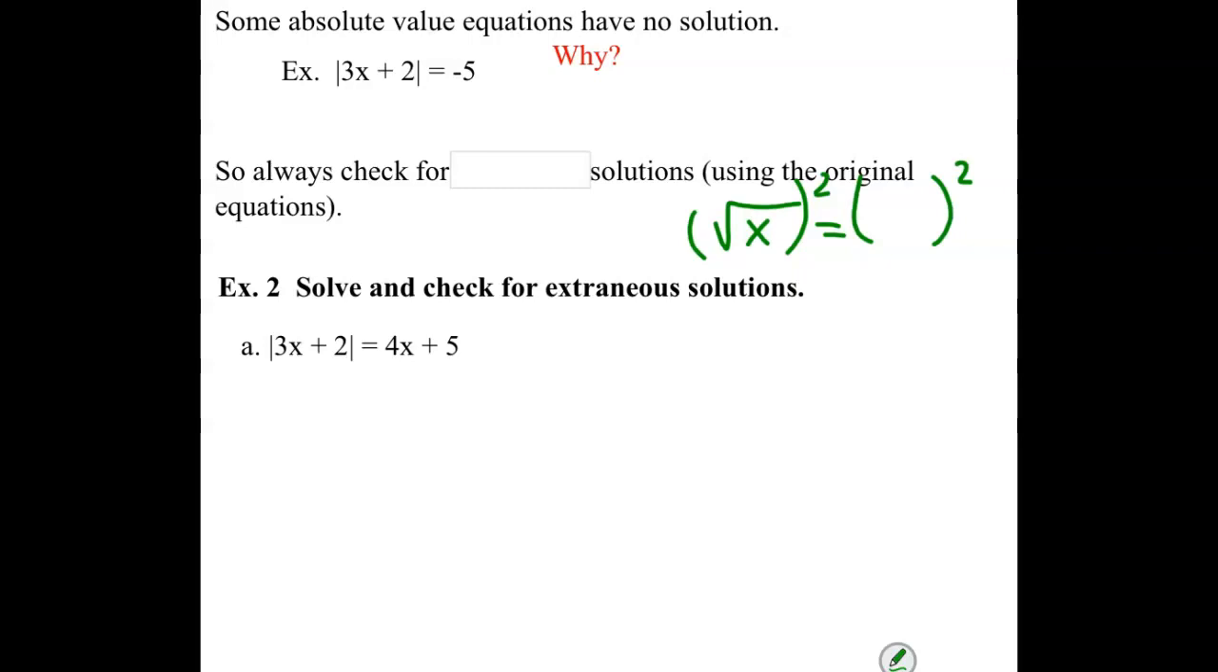So there are steps we can do that change our final answers. Doesn't mean we did the steps incorrectly. It just means that the only way we could solve it somehow altered it, and we have to make sure that the answers we get are really working. So we are looking for what we call extraneous solutions or extra solutions. Okay?